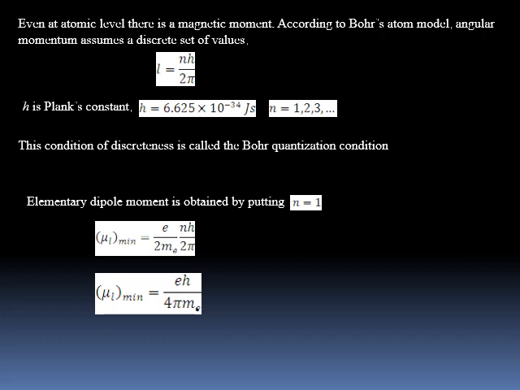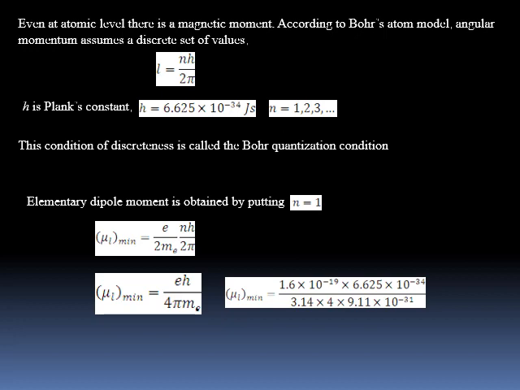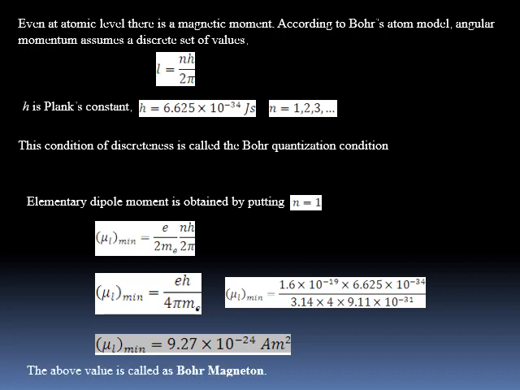In this equation, all the values are known. You know the value of E, you know the value of H, you know what is 4 pi, you know what is me. So you will just substitute the values. E is equal to 1.6 10 power minus 19. H is your Planck's constant, 6.625 10 power minus 34, divided by 4 pi into me. me is 9.1 10 power minus 31. If you solve this, you will get a value. This value is 9.27 into 10 power minus 24 ampere meter square. This is the value for the Bohr magneton.